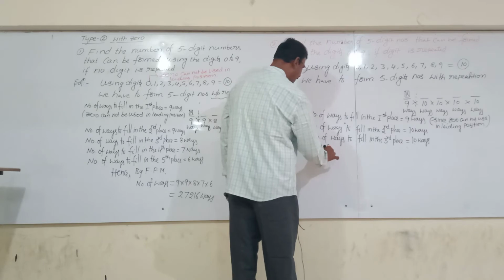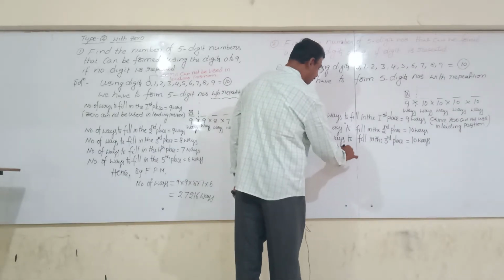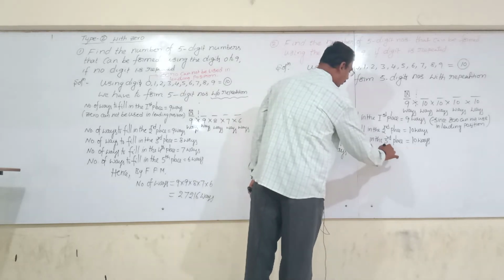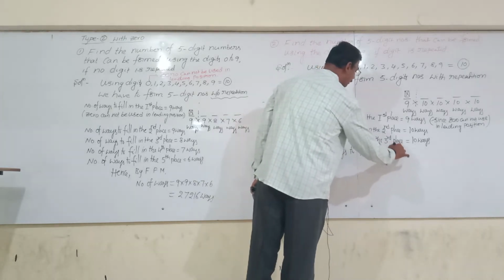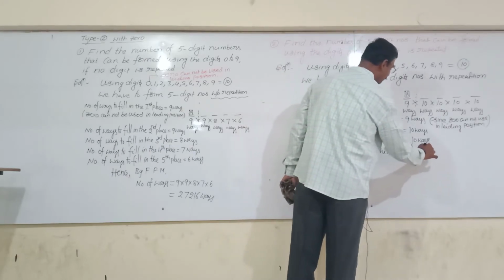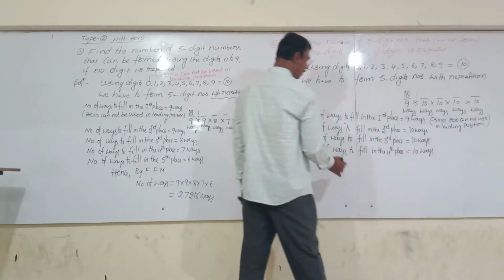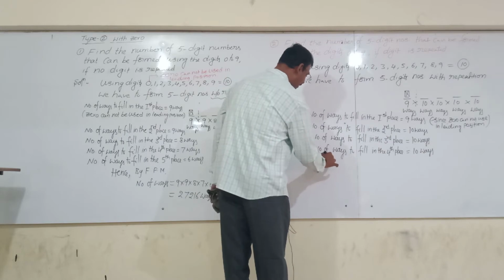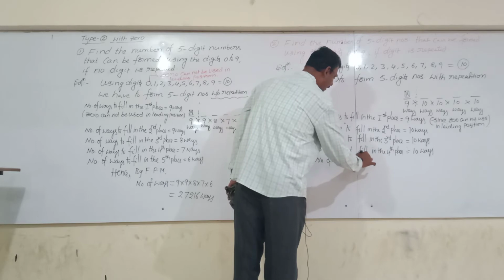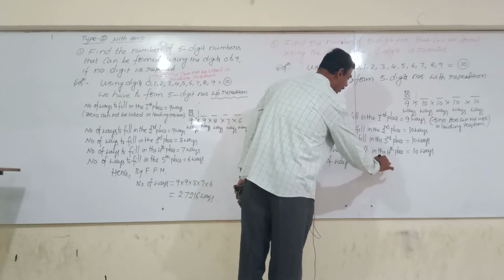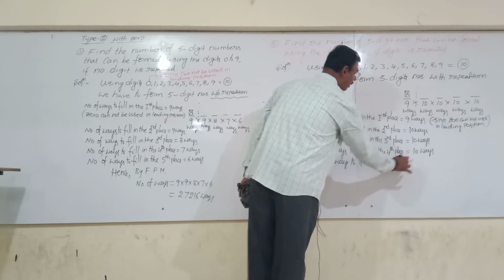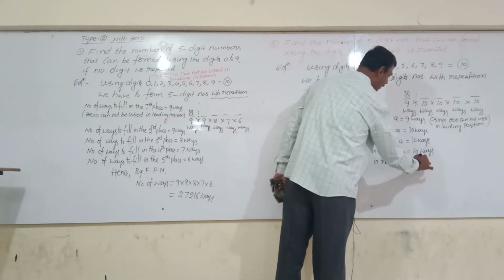Number of ways to fill in the fourth place equals 10 ways. Number of ways to fill in the fifth place is also equal to 10 ways.